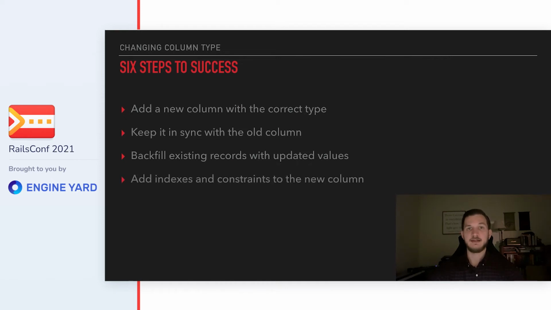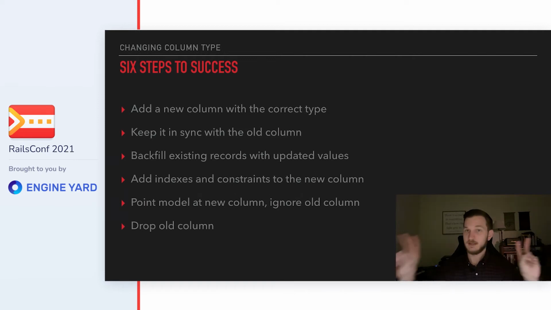Then, add indexes and constraints to the new column based on what you have configured for the old column, or any new constraints or indexes that you may need to add. Then, point the model at the new column and ignore the old column using the ignored column setting. And then finally, you can drop the old column and you've successfully changed the type of your data.